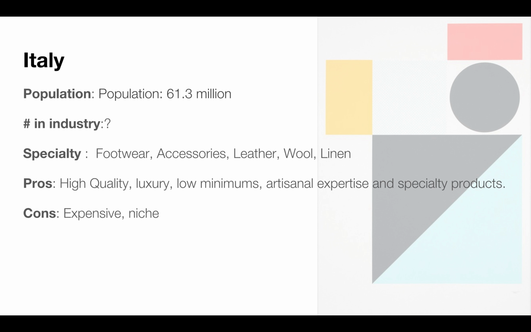Italy, population 61.3 million, but they don't publish how many people are in the industry. Still have a great foothold within the sourcing arena. Their specialty is footwear, accessories, leather, wool and linen. Pros, obviously very high quality. Luxury goods, known for the luxury goods, low minimums, artisanal expertise and specialty products. The cons is they can be expensive and often niche.